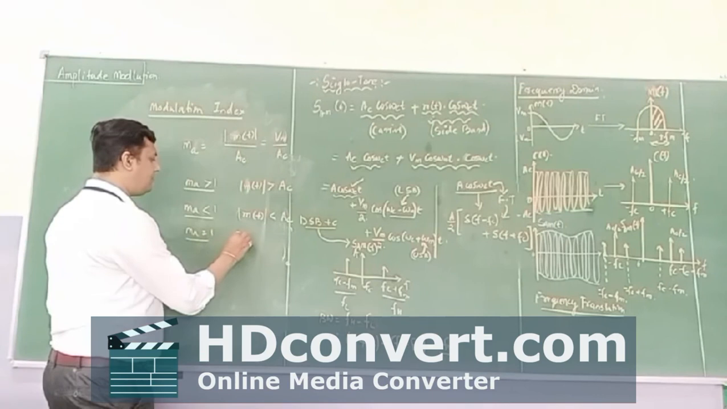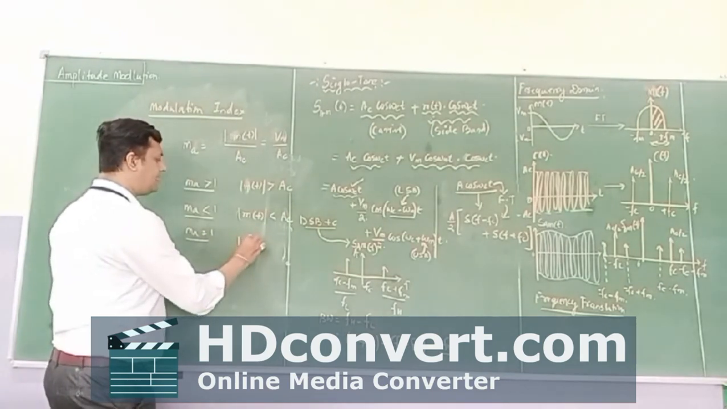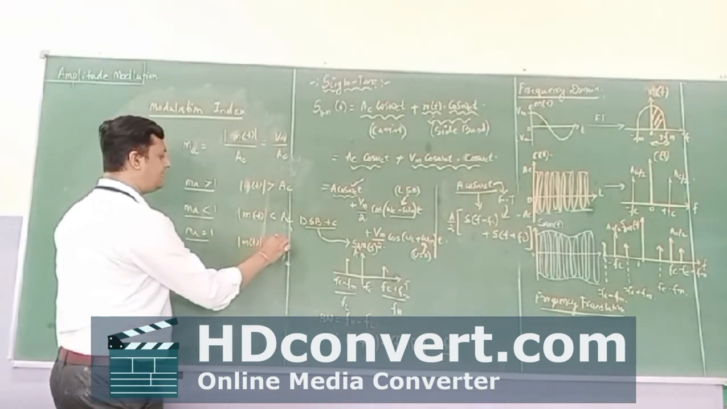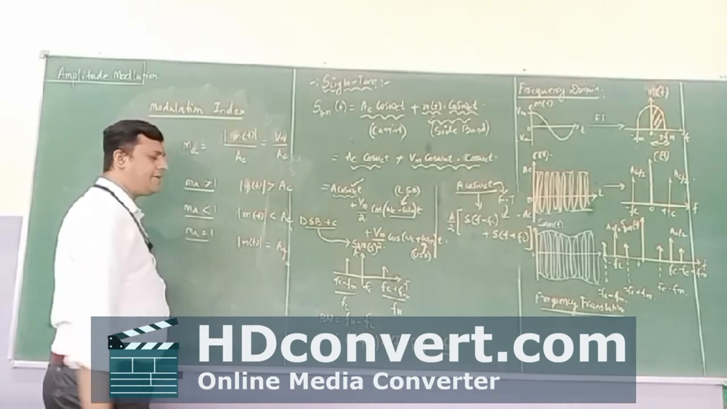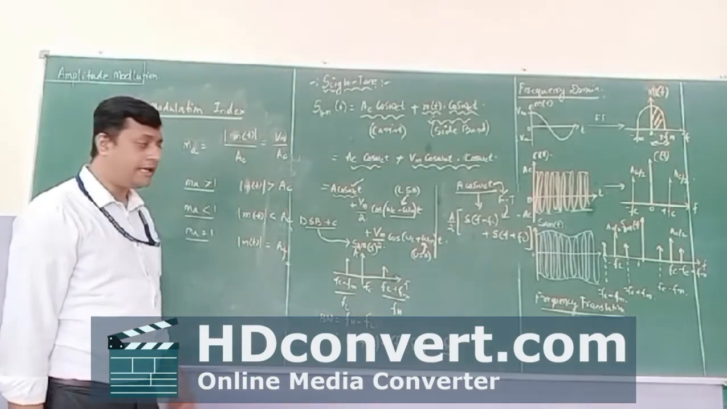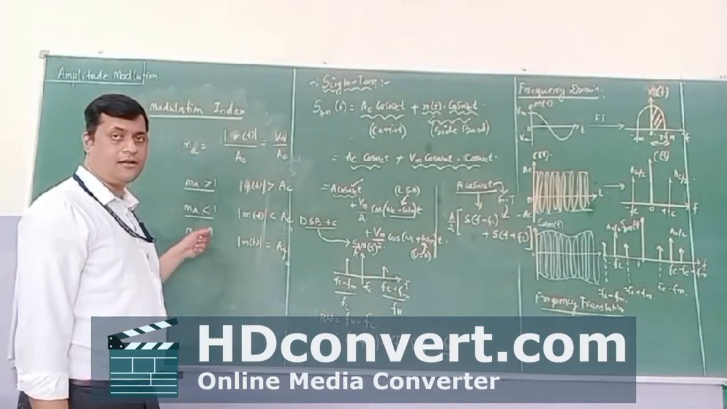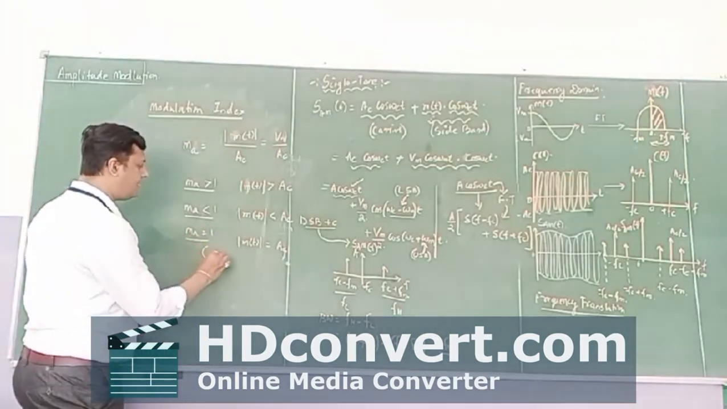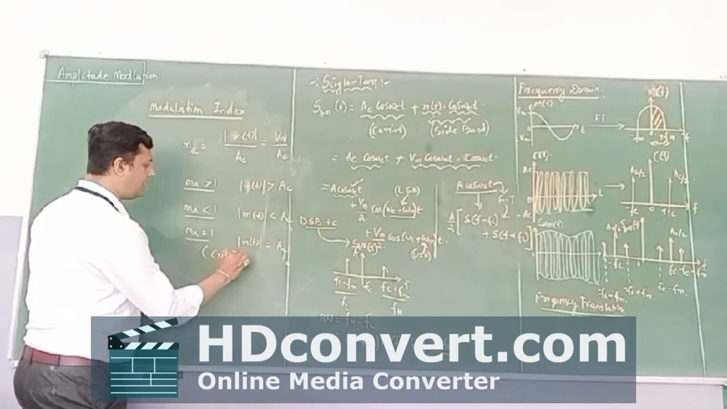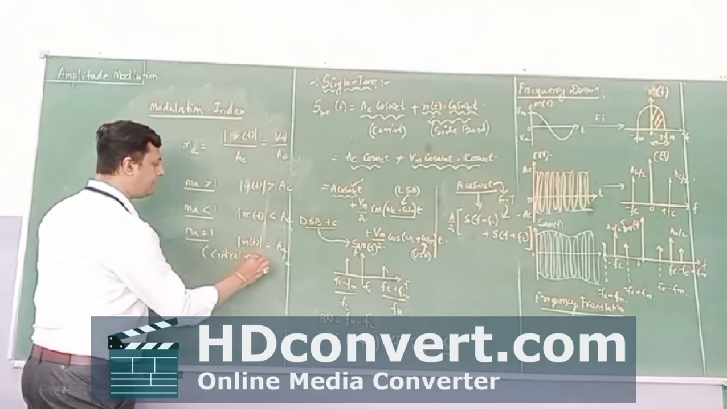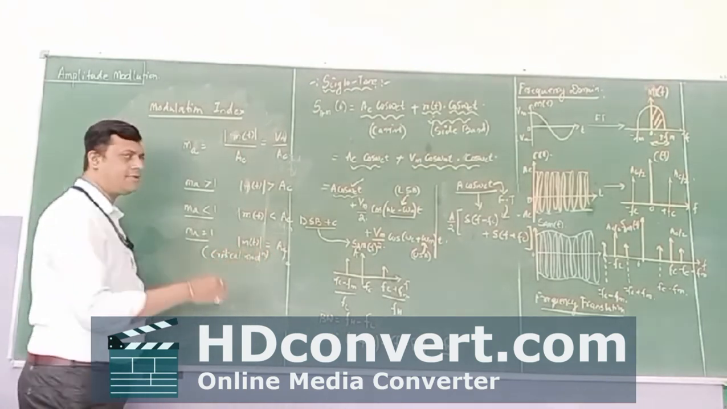Similarly, Ma equal to 1 means the magnitude of the modulating signal is the same as the carrier amplitude. If these two amplitudes are the same, then I can say the modulation index is 1. So this is called critical modulation. We will see all those figures later on. For the time being, just remember this.